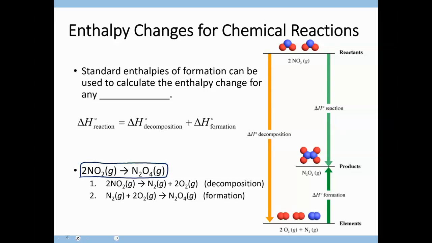And so we can use Hess's law, which essentially states that. And this blank is just any reaction here.